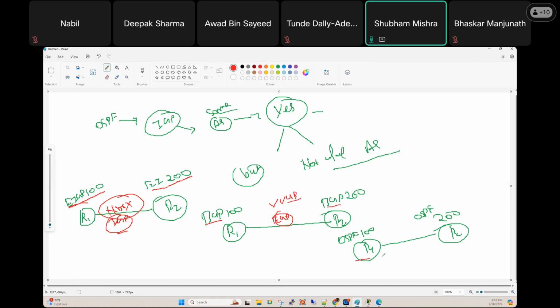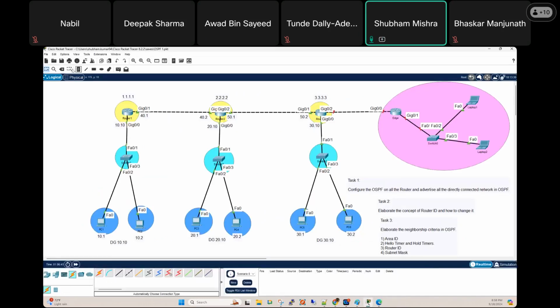Now, on R1 and R2, I configure OSPF 100 and OSPF 200. What will happen? Will the neighborship come up or not? It will not come up, because it is an IGP, and here I am using 100 and here I am using 200. So definitely the neighborship will not come up. It will be down. Exactly.